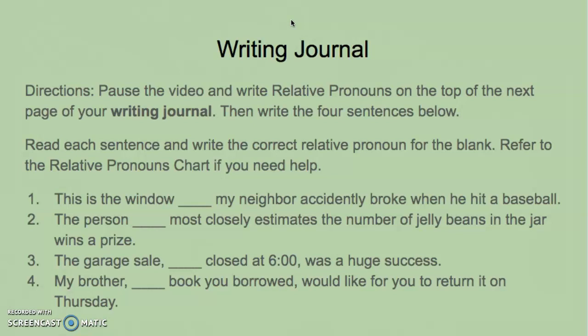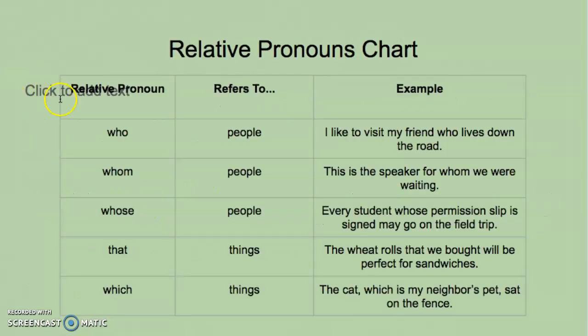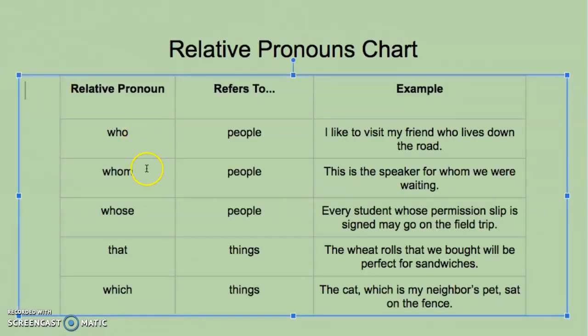Okay, by this point you should have paused the video, written relative pronouns on the top of your page, and written these 4 sentences. So the directions are, read each sentence and write the correct relative pronoun for the blank. Refer to the relative pronouns chart if you need help. You might have to rewind the video a little bit for that relative pronouns chart. You're going to be putting one of these pronouns in each of these blanks: who, whom, whose, that, or which.